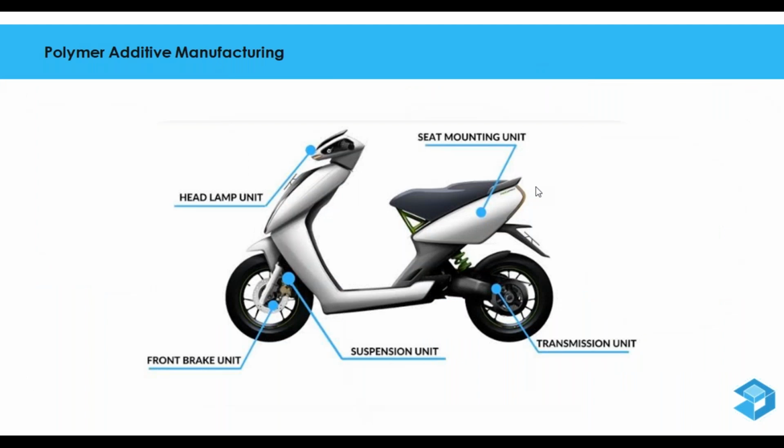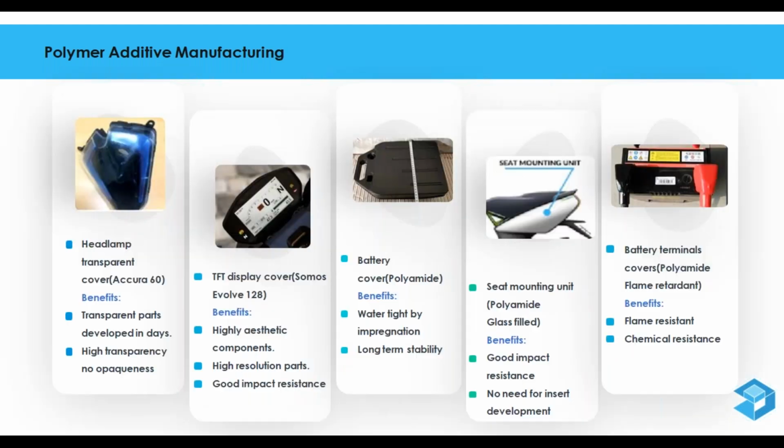And secondly, we wanted to take you through polymer additive manufacturing. So we have taken 5 points of EV. This is one of our customers. We have done development projects for them. And EV is one of the hot topics right now in the market. These are some of the components like headlamp, the display, the battery covers, the seat mounts, and the battery terminals. So you can select different available additive manufacturing technologies like SLA, SLS, and you can define these properties to your end use, and you can move further according to your selection of the material.